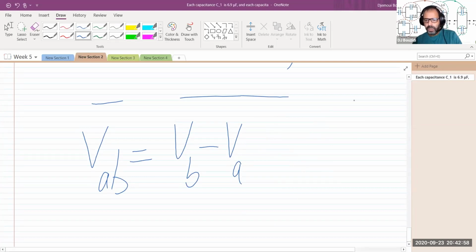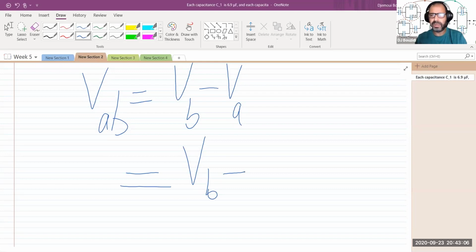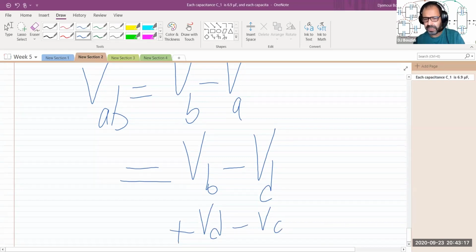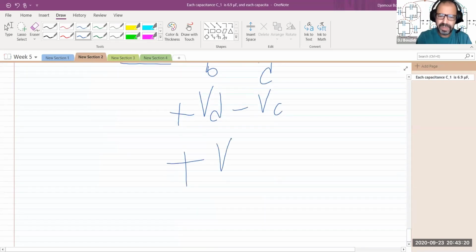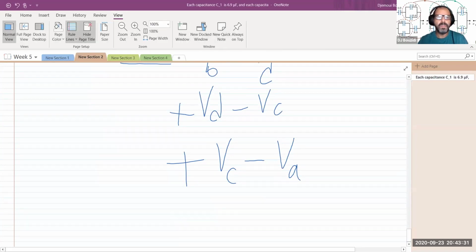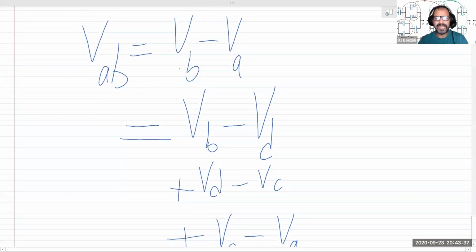Okay, so let's write it step by step. VB minus, because next to B actually there is D, not C the way I did it initially. VB minus VD first, plus VD minus VC, plus VC minus VA. Does anybody object? Let me put this one on the big screen so that everybody can see. You guys see the expression now?